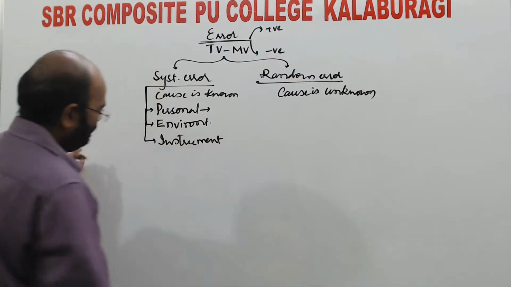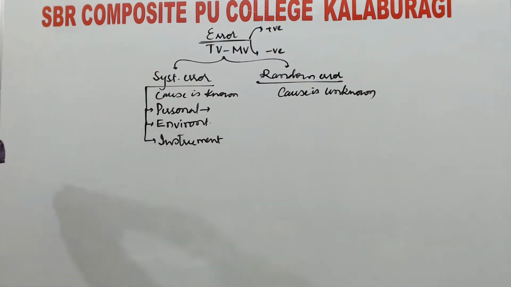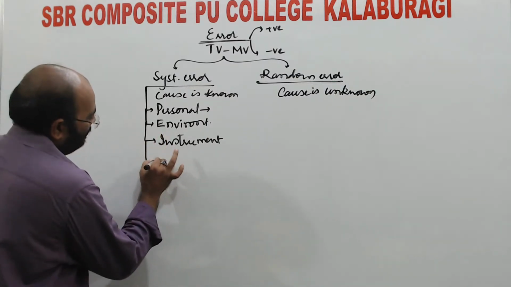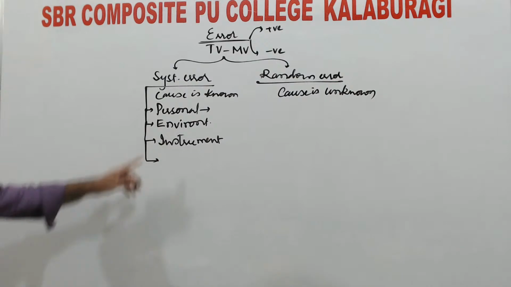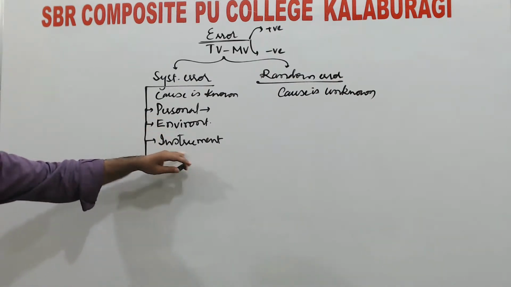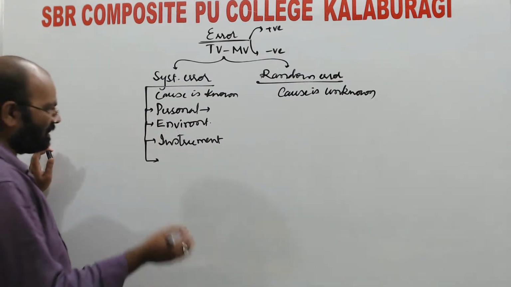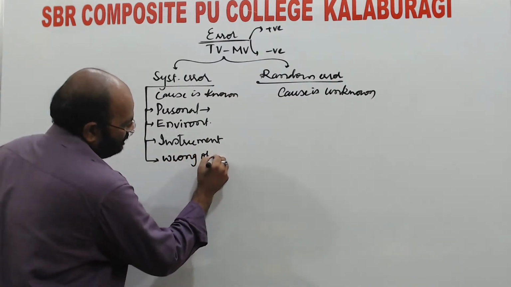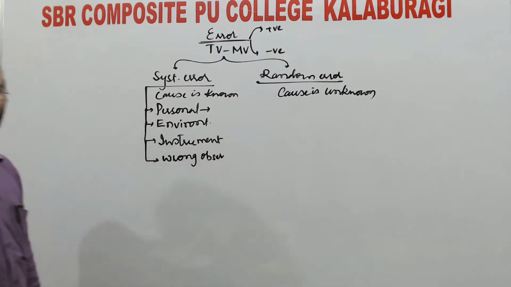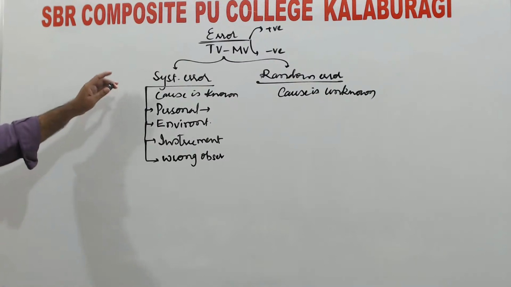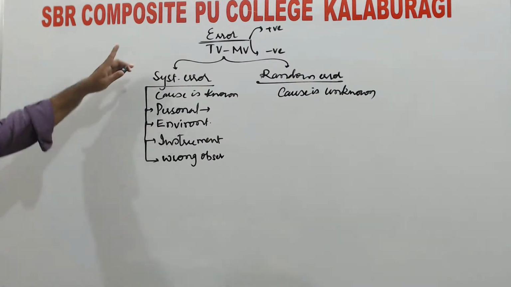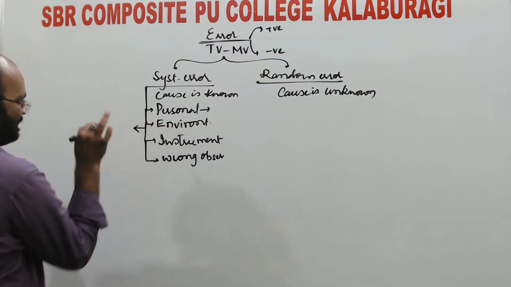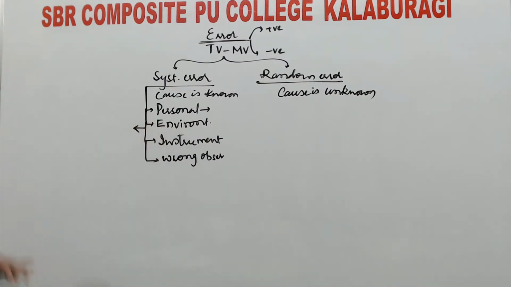The next one is instrumental error. After instrumental error we have wrong observation or a wrong experimental technique. These are the few methods which will be discussed in the systematic error, and these errors can be analyzed and rectified by following three ways.